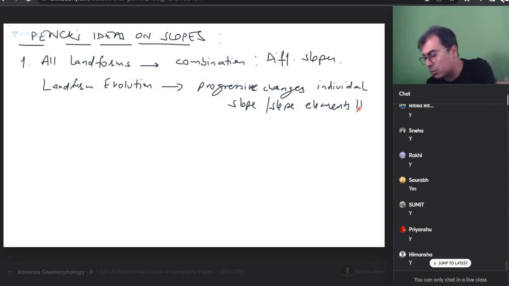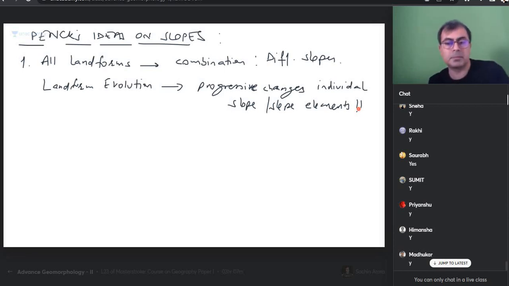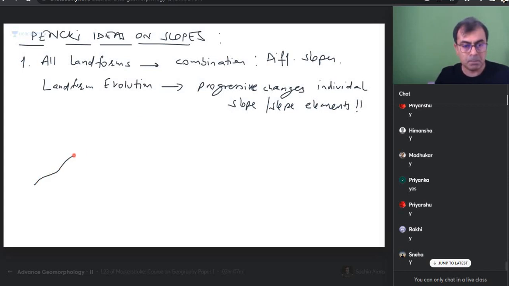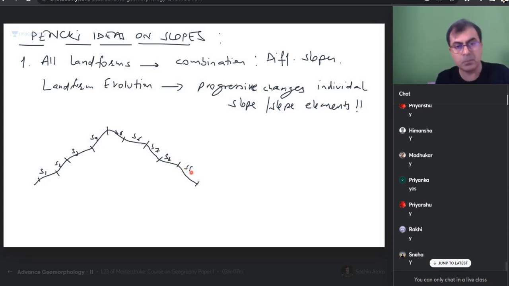I think in the previous class you understood what are slopes and slope elements. इसपे मैं पहले बात कर चुका हूँ. So that is what I am looking at. Is everyone with me on this? यहाँ पे clear? अगर इसको break करना हो, this is the landform. I am breaking it into individual slopes. S6, S7, S8, S9. ठीक है? Second is सब कुछ slope से बना. Second is slope replacement.